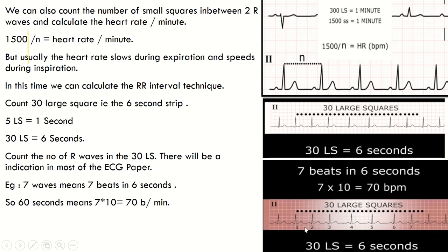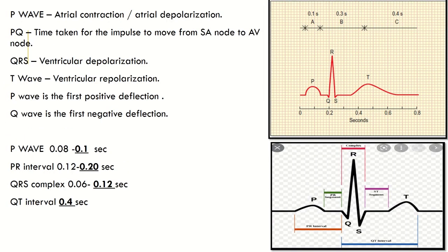So what you can do is, for 6 seconds it is taking 7 R waves, then for 60 seconds you multiply by 10. So then you will get 70. So this is the heart rate per minute, beats per minute. This is one method you can follow when the rhythm is regular. That time this method can be followed. I'll explain in detail in the upcoming things.